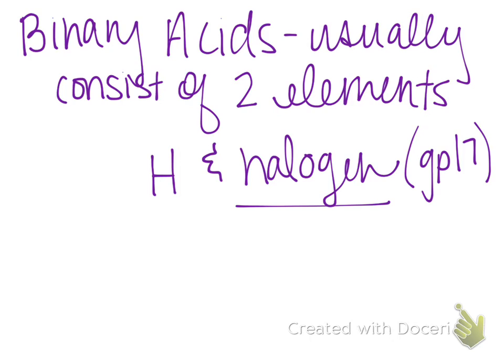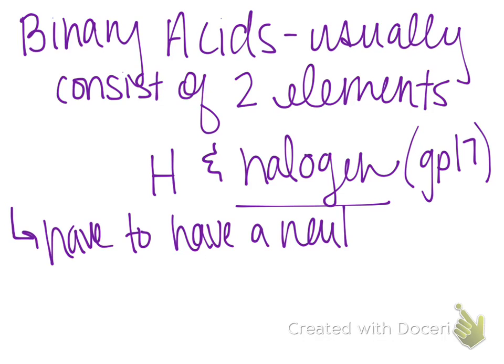Yeah, iodide, bromide, chloride, fluoride, those are all halogens. All right, so binary acids and acids in general, unlike regular covalent compounds, acids have to have a neutral charge. This one has to have a neutral charge. Binary? Well, all acids in general.